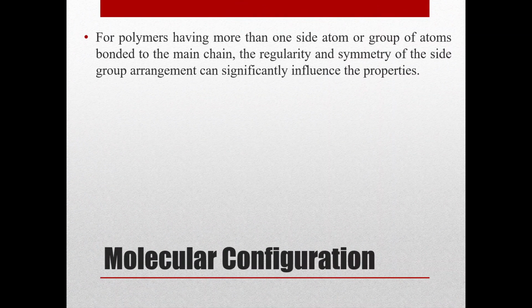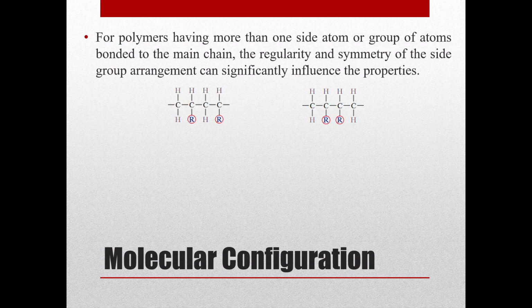So what do we mean by molecular configuration? For polymers having more than one side atom or group of atoms bonded to the main chain, the regularity and symmetry of the side group arrangement can significantly influence the properties. So how this affects properties and how does it look like?